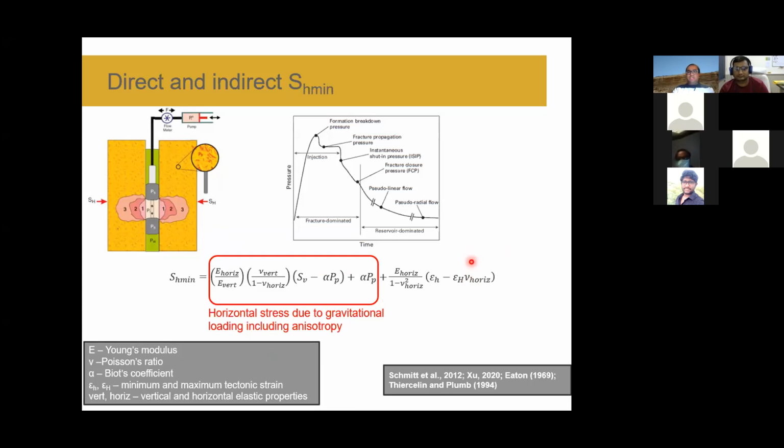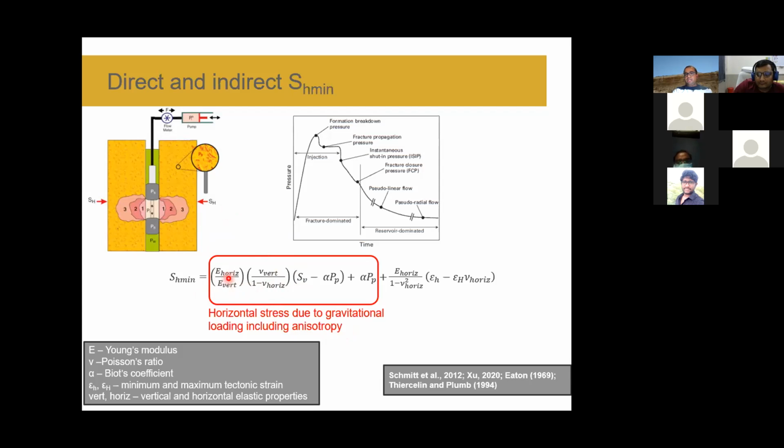So before we go to the next part of this discussion, let me show you something important here. This least principal stress, or the stress component we consider, is one of the components that comes from gravitational loading, which is because of the overburden load. That formula or equation part comes from this gravitational loading. It also includes the anisotropy behavior of rock.